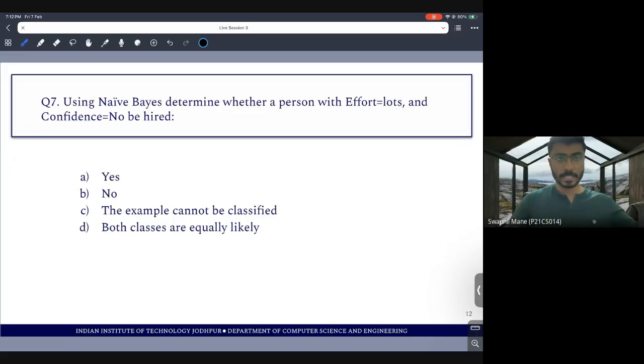Okay. Is there any guess for this question? D. Both classes are equally likely. Let me know how much probability you are getting for the class hired or non-hired, considering this equation or this condition, that is efforts is lots and confidence is no.